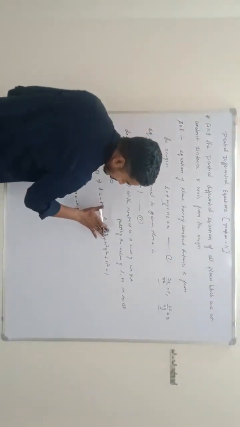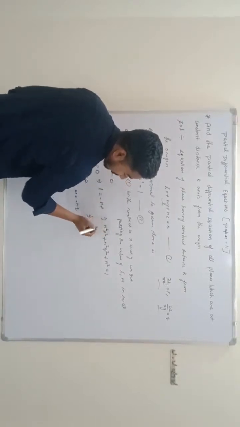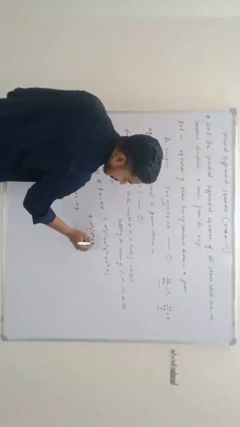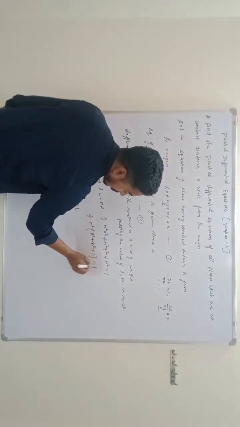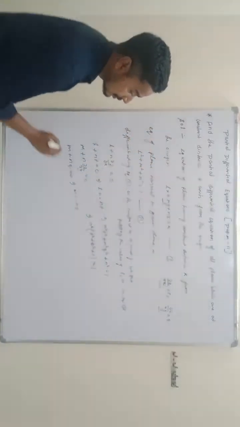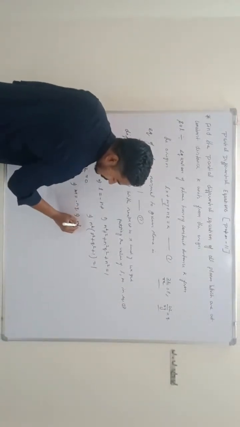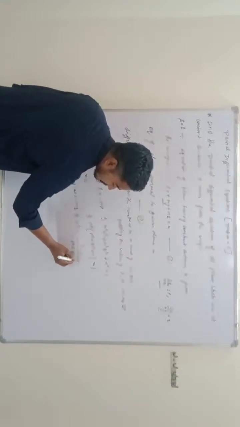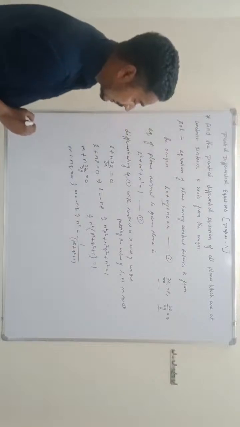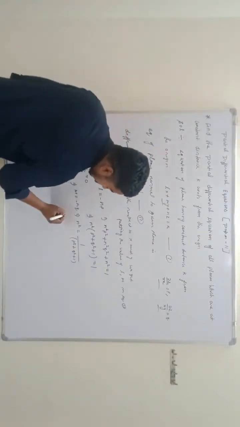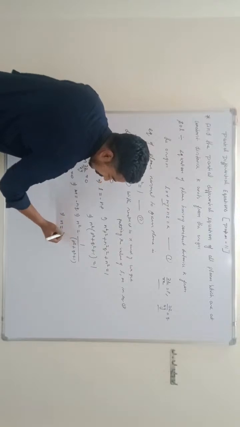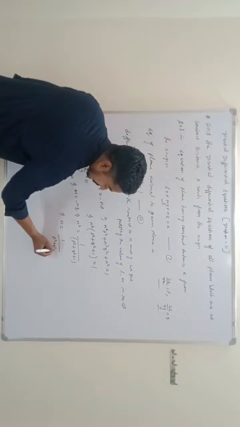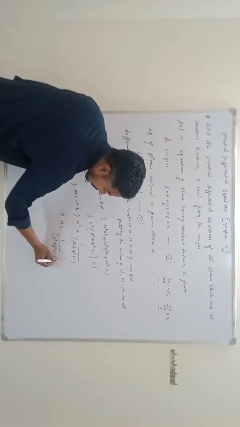So from here, taking N squared common, this gives N squared (p squared + q squared + 1) = 1, and from here we can write N squared = 1/(p squared + q squared + 1). We can also write N = (1/(p squared + q squared + 1)) to the power 1/2.